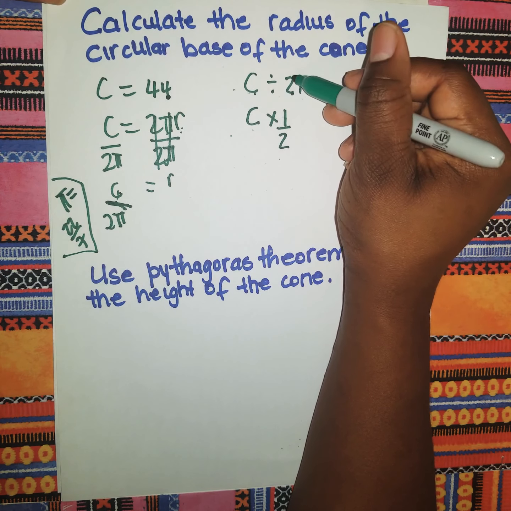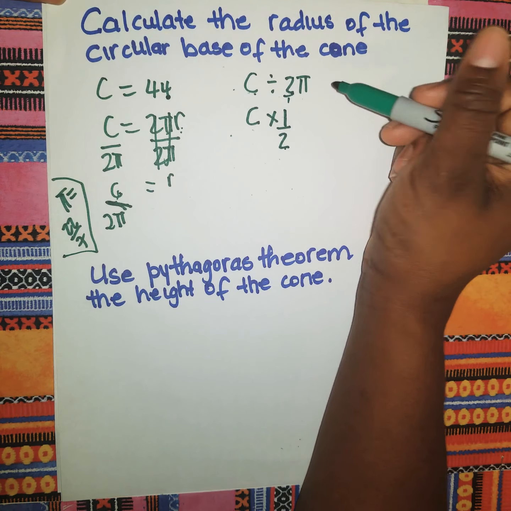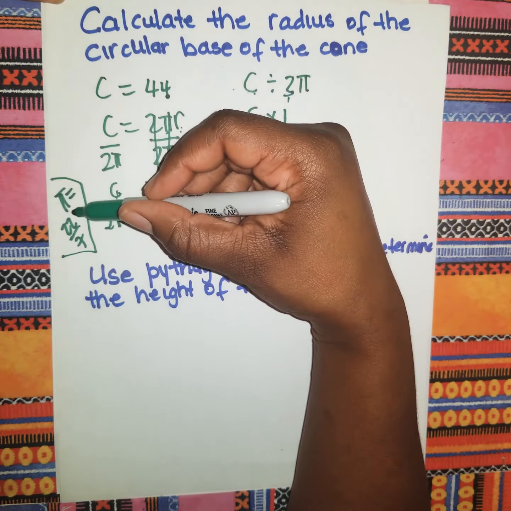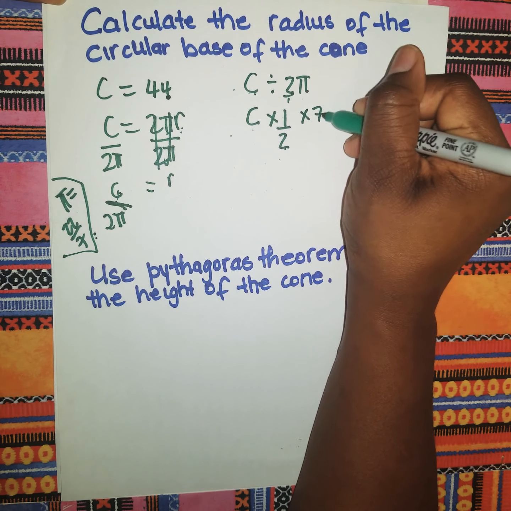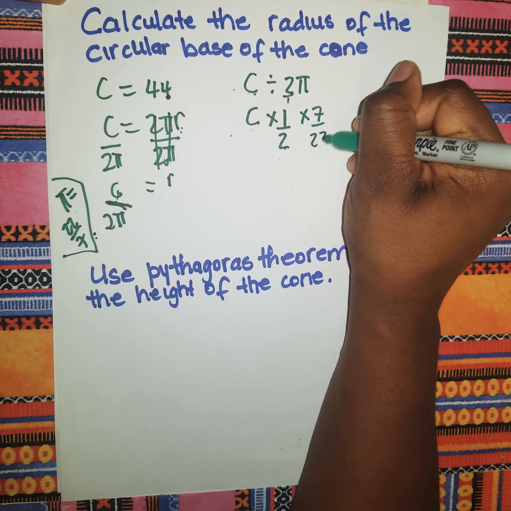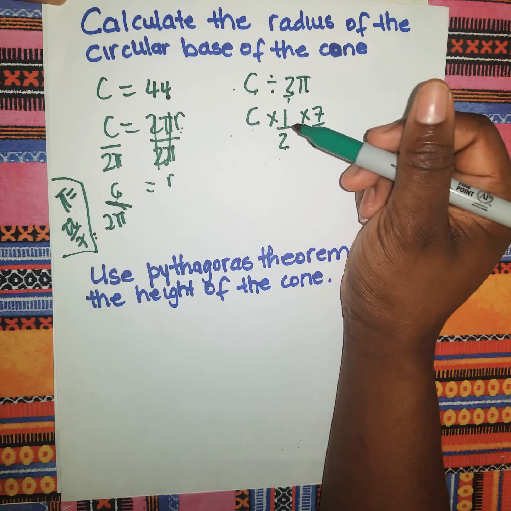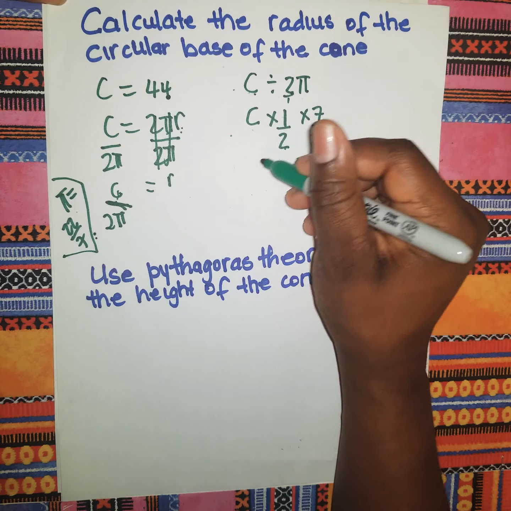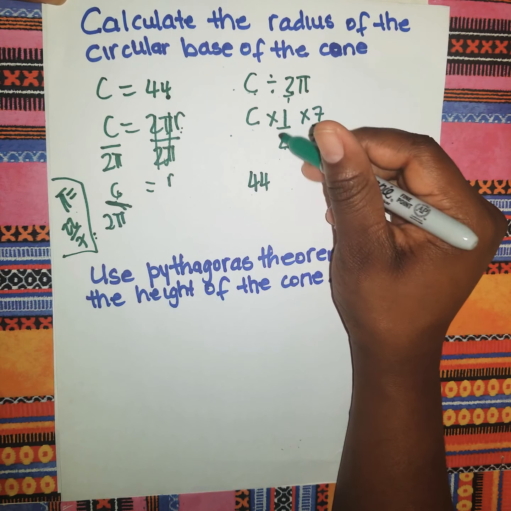How do I know that? Because 2 is basically 2 over 1, and if you flip that, it becomes a half. The pi is 22 over 7. If you flip this, it becomes 7 over 22. Alright, guys? And we know the circumference. I should have put the 44, but never mind. The circumference is 44. So it's 44 times a half.